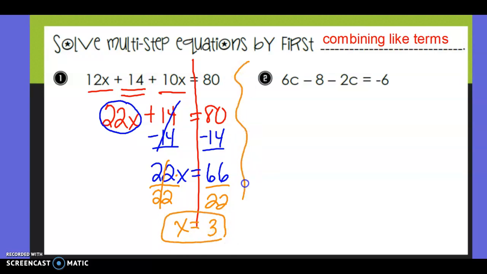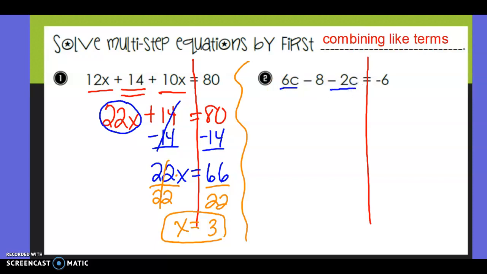Let's do one more example. What's my first step? Well, I'm going to draw my line, and then I'm going to combine like terms if I have any. So take a minute, look. Are there any like terms that you see that we could combine? I see a 6c, and then be careful here. This is a negative 2c.